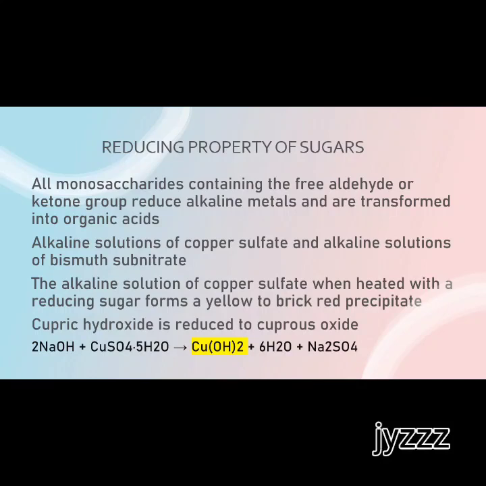Also, some organic acids in alkaline solution are also reduced. An example of this is picric acid: the yellow picric acid in the presence of a reducing sugar is reduced to picramic acid. The picramic acid here is a red color. That is the reducing property of sugar.